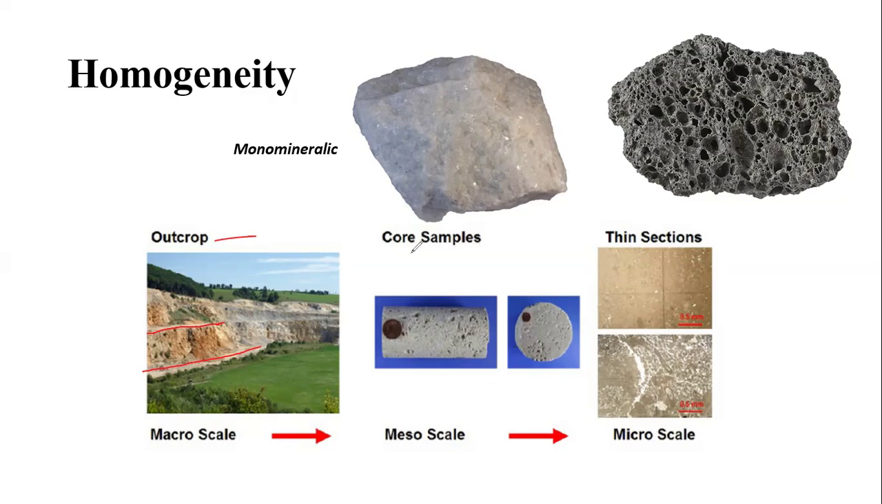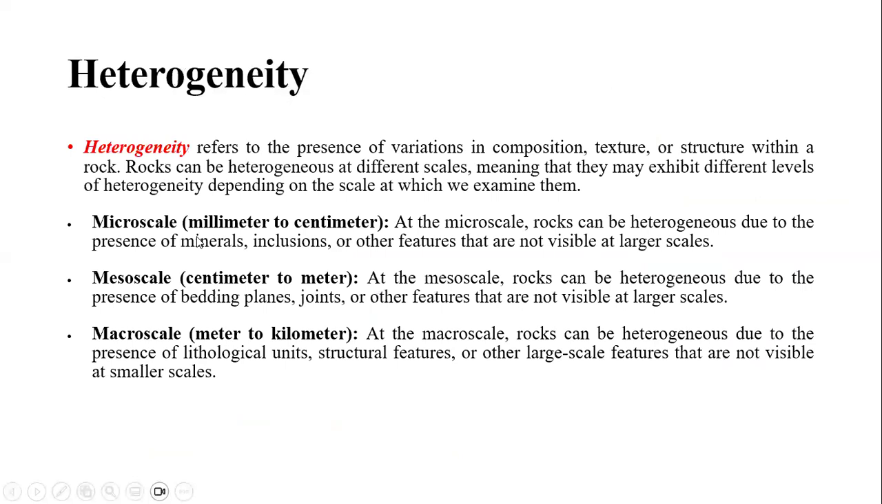So the homogeneity, it's about the rock appearing to be the same, all right? And homogeneity is also a function of what you call scale. So you'd agree with me that scale is very important in structural geology. As a structural geologist, you need to know your scales. Now, heterogeneity, on the other hand, refers to the variation of composition, texture, and structures.